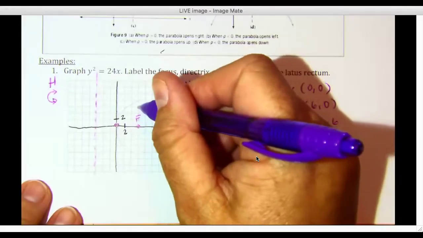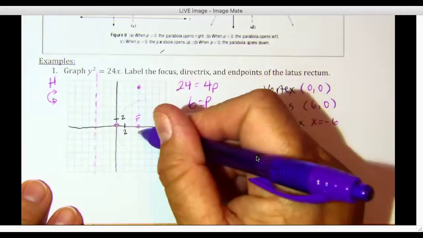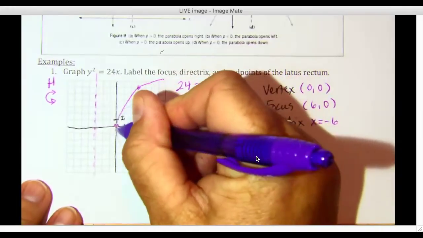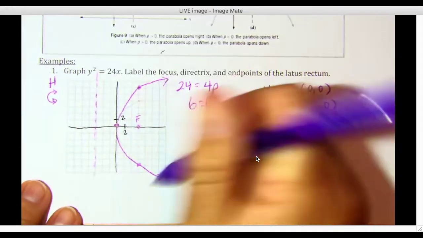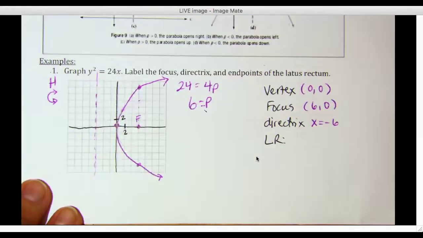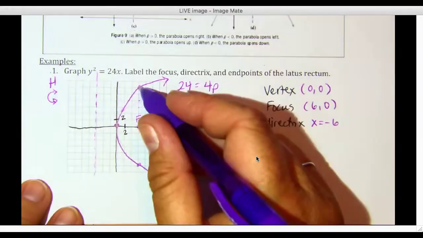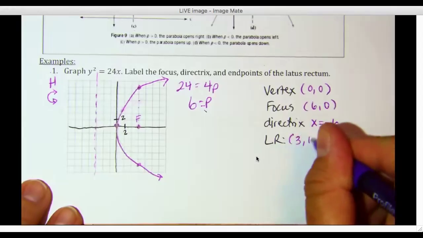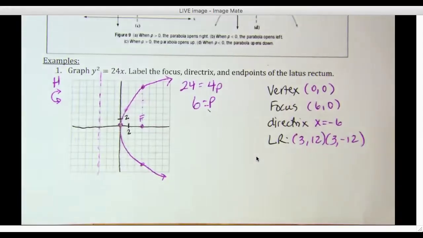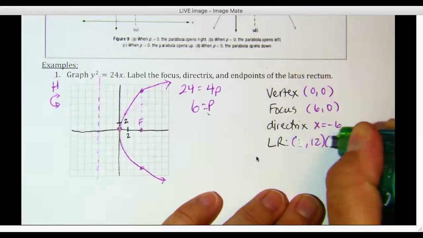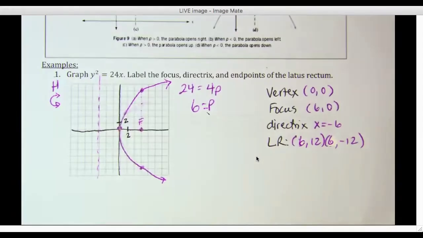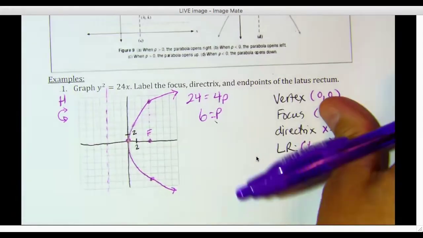So 2, 4, 6, 8, 10, 12 in each direction. And that gives me the points I need to draw my curve. I can erase the pencil I did initially. Okay, so there's our graph. Those endpoints were at 3, 12 and 3, -12. Or not 3. It looks like 3, but we counted by twos, so that's actually 6. All right, so there is our first example.